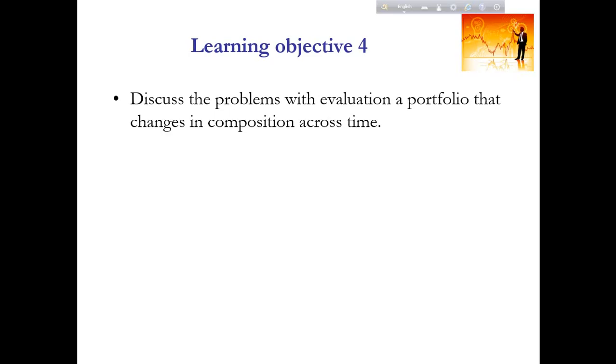So far, we have looked at a range of different tools for evaluating a portfolio. But what you will note across all those tools is that they use a single measure of risk. Therefore, implicitly, we are assuming that risk remains constant across the entire life of the period that we are evaluating. In this learning objective, we discuss the problems with evaluating a portfolio that changes its composition and hence maybe changes in risk profile across time.